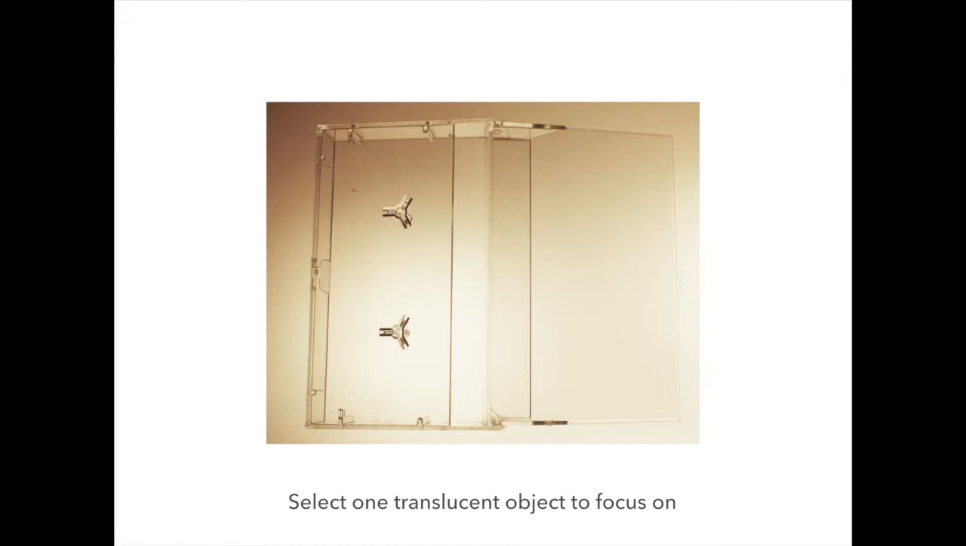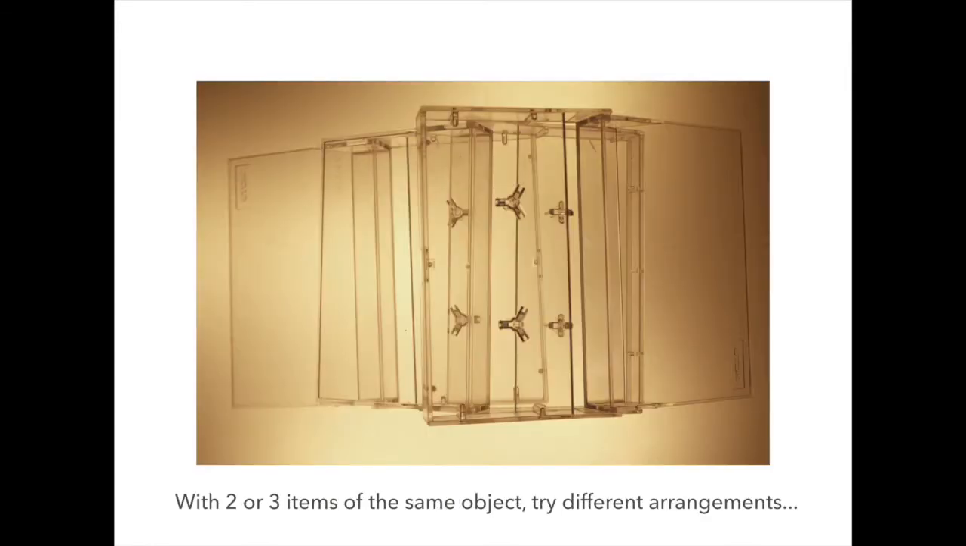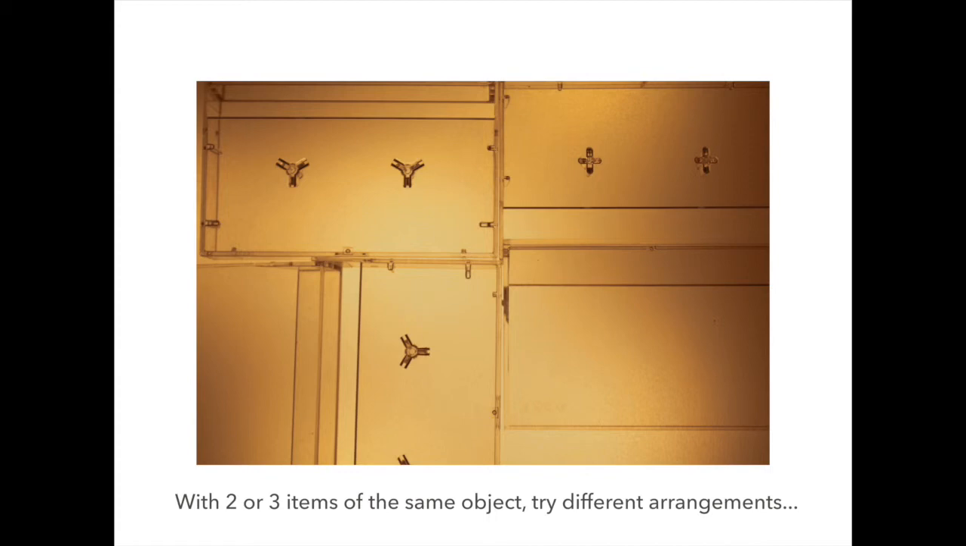Now choose a favourite of your translucent objects from the group and, if possible, obtain a few of the same object so that you've got more choices for composition experiments. As you did with the group of translucent objects, experiment with ways to arrange the same object across the Lightbox surface. Here you will start to play with repetition.